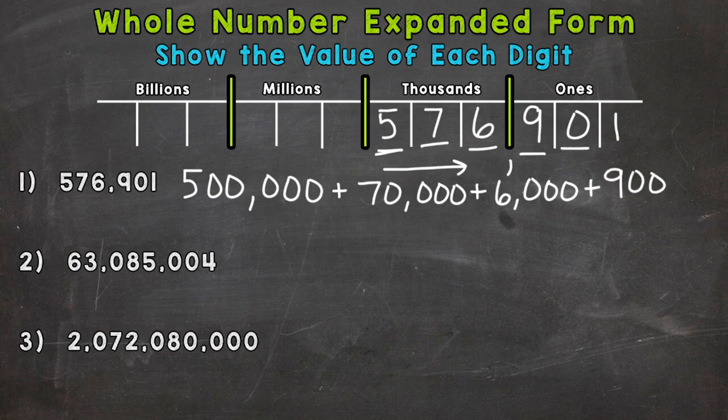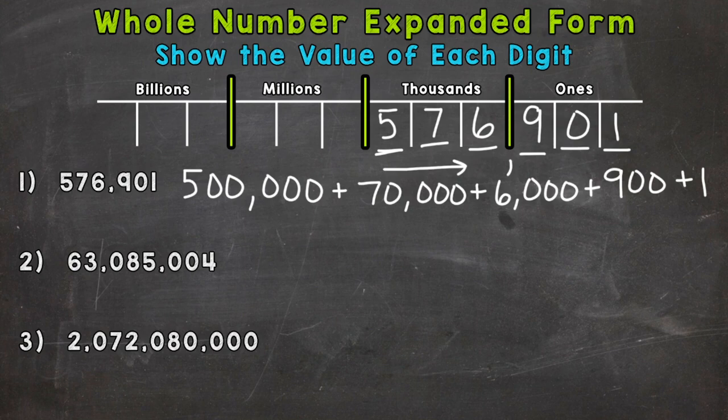We then have a 0 in the tens place. We don't need to represent that 0 within our expanded form, so we would go to the next digit, which is a 1 in the ones place, so it has a value of 1. And now we have number 1 put into expanded form. We showed the value of each digit.